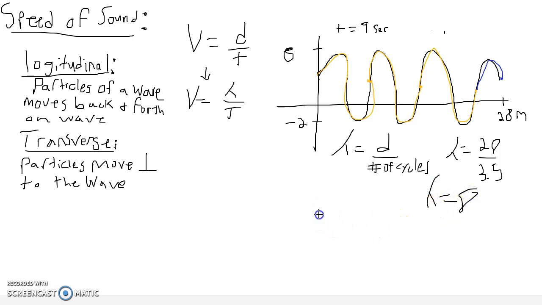Then the period is the time over the number of cycles. So the time which they give us is 9 seconds, so 9 over the number of cycles, which was determined to be 3.5. This will give us 2.57.